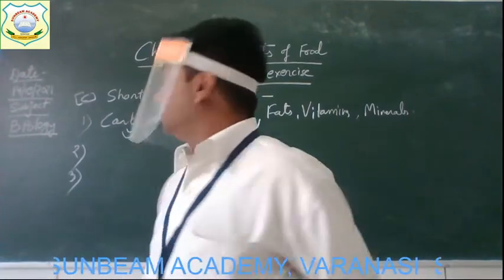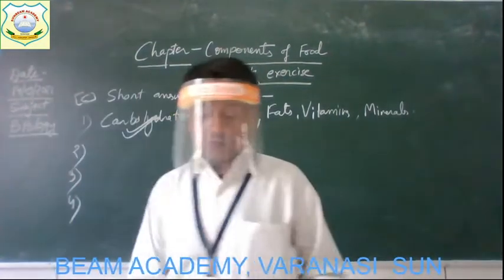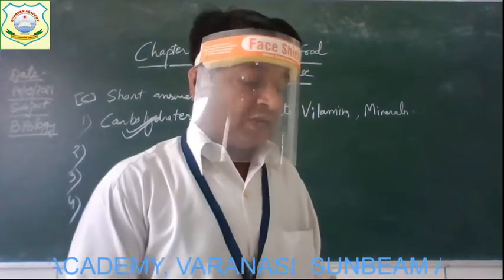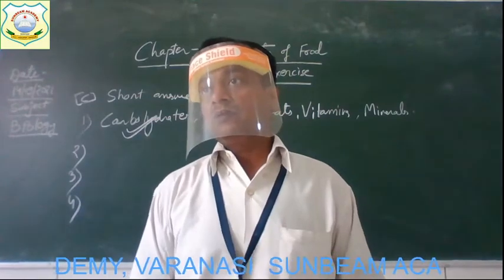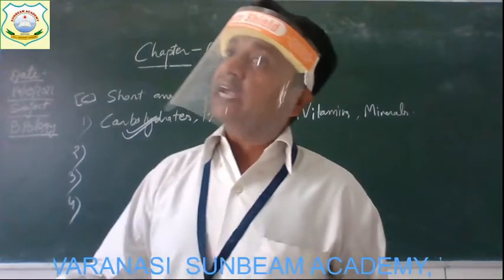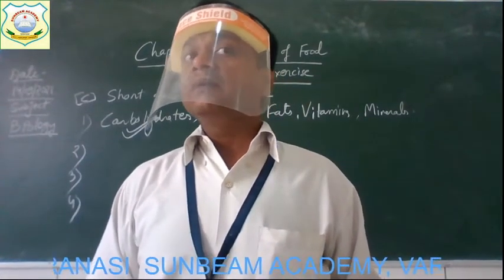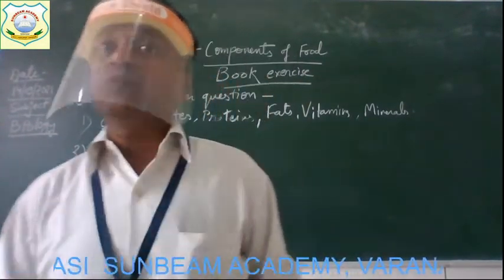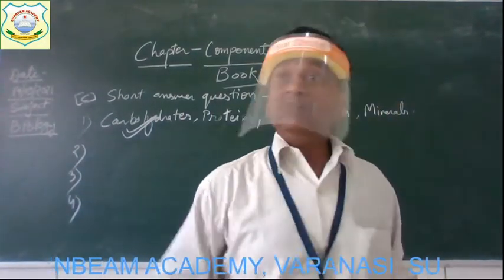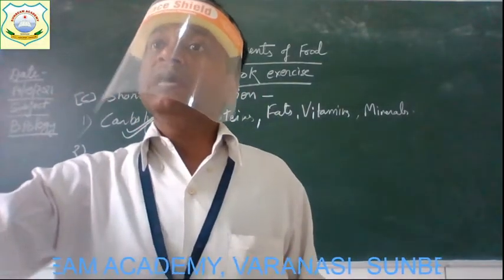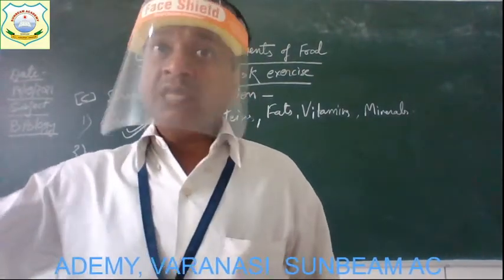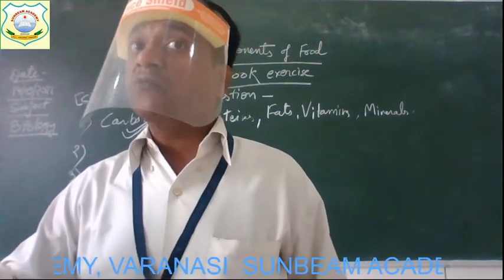Now question number 4: mention two cooking methods that destroy nutrients in food. At the time of cooking food, sometimes the nutrients get destroyed by the wrong method of cooking. You have to list two wrong methods of cooking. The first one is cooking food in excess water and throwing that water. This is one of the wrong ways of cooking.